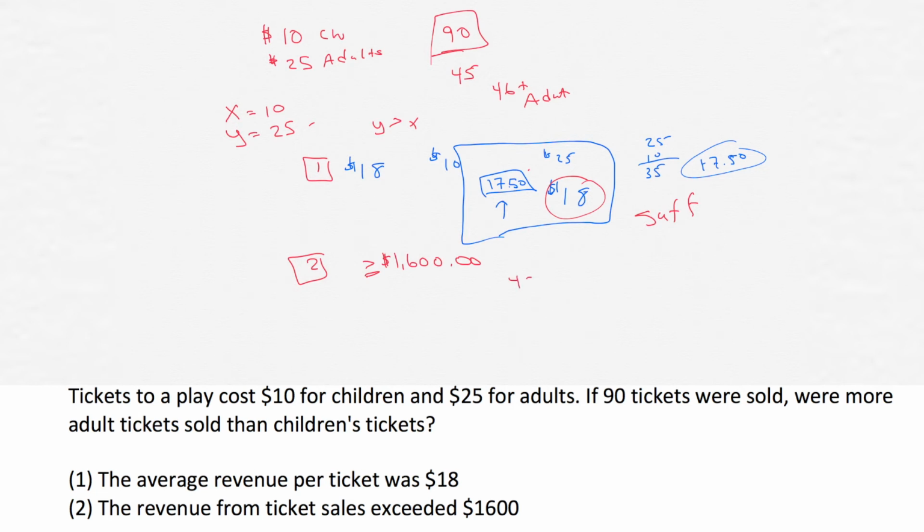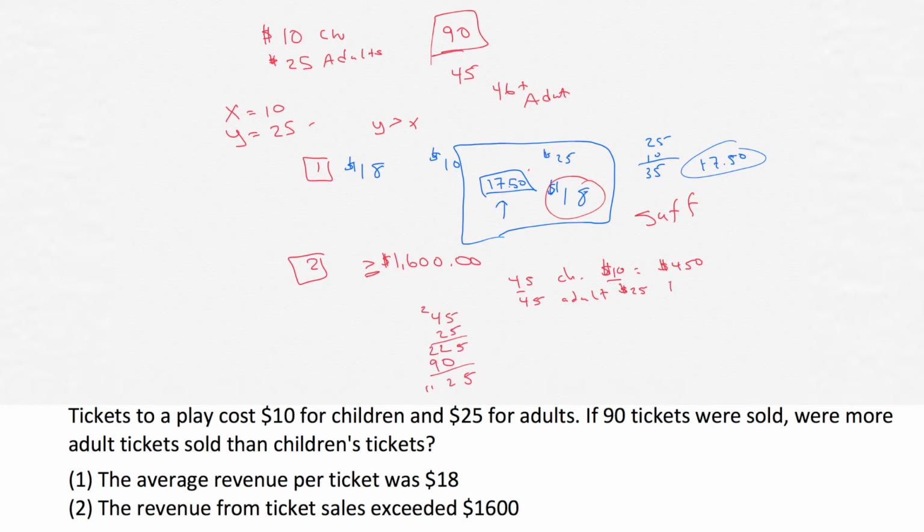If there were 45 children's tickets and 45 adult tickets, then 45 kids tickets at $10 each would be $450. I just multiplied 10 times 45. If there were 45 adult tickets, that's $25 each, so we'd multiply 45 times 25. That would be $1,125. So if there were 45 children's tickets and 45 adult tickets, then the total revenue would be $1,575. Now, what number 2 says is that the total revenue exceeded $1,600.